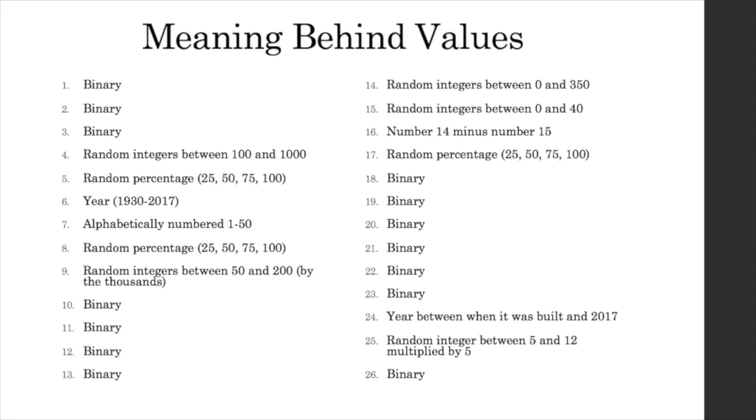Here, you can see that the majority of our inputs were binary, with few exceptions. For example, question 6 is the year in which the bridge was built, and question 7 is the state that the bridge is in.